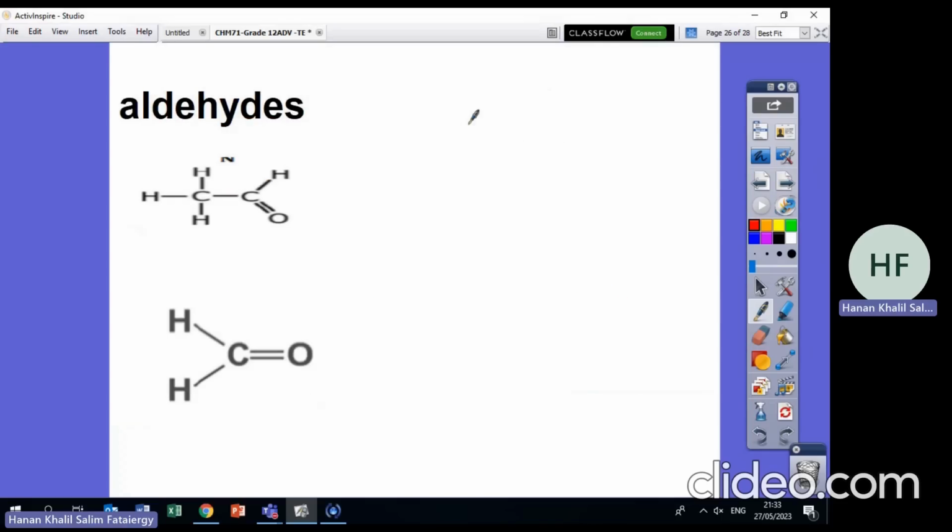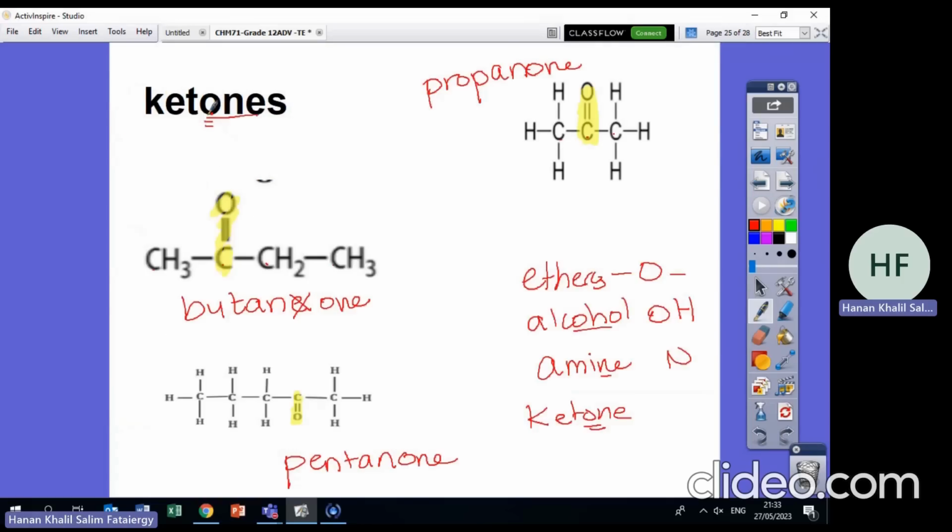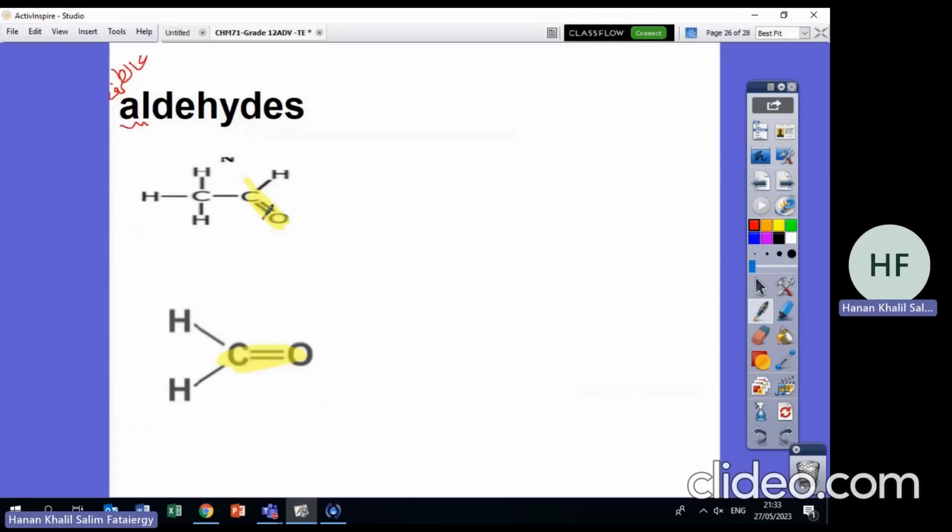Now aldehydes. Aldehydes are similar to ketones in that they have C double bond O. But where is the C double bond O? Remember, at the end. In the ketone the double bond O is in the middle of the chain, meaning we have a carbon from the right and a carbon from the left. In the aldehyde we also have C double bond O but at the end of the chain. Now how do we name this compound? We say 2 carbons means ethane. Okay, I will remove the E and put al. It will be ethanal. Now this one, 1 carbon, it will be methanal.